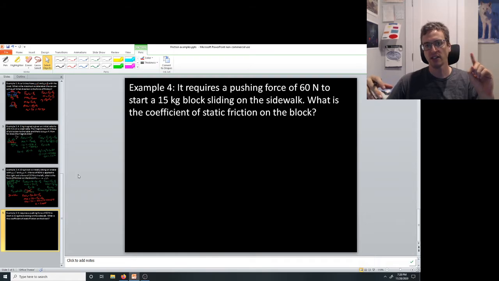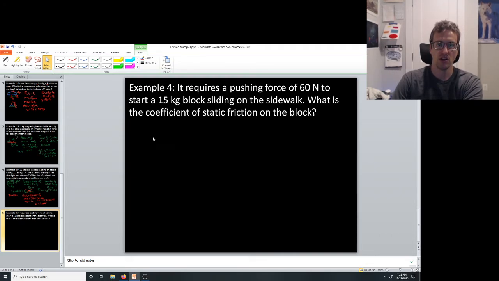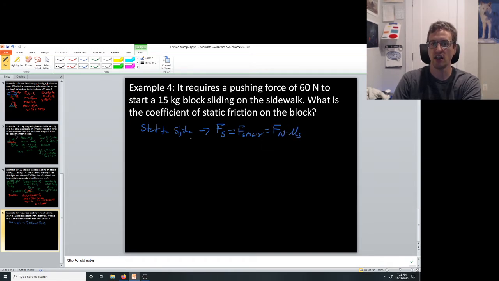Okay, but the exception to that is starting to slide. Start sliding, right? So the starting sliding is the difference between not sliding and sliding. And in order to go from not sliding to sliding, you have to beat static friction. So starting to slide is a static friction question. Anytime you see that start to slide, what that's telling you is that the static friction is equal to the maximum force of static friction, which is normal force times coefficient of static friction. That's what this is telling you.